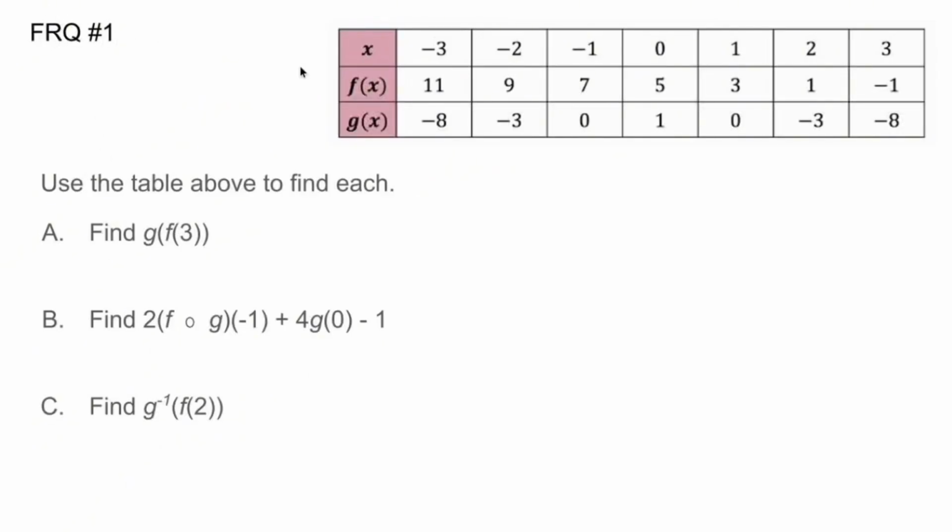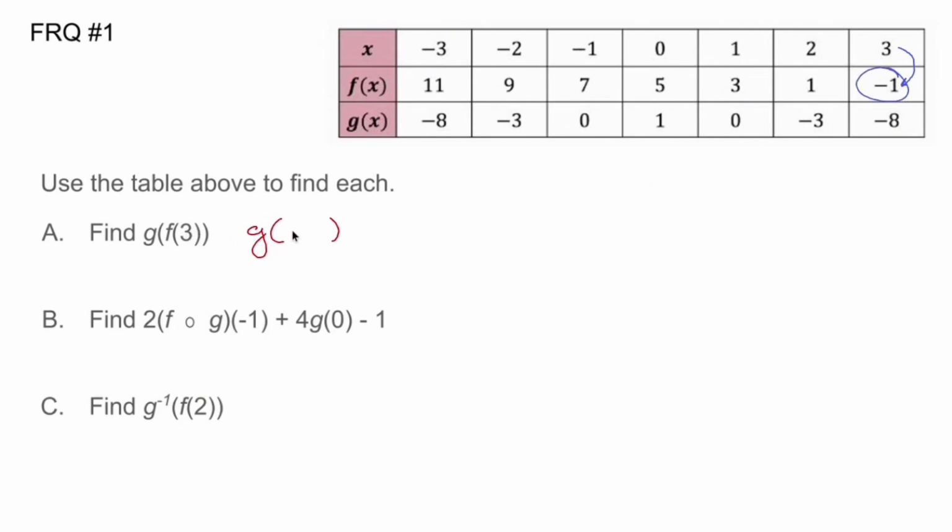Free response question number 1. We have ourselves this table of x values, f of x values, and g of x values, and we have to answer all of these composite and inverse and other crazy types of questions. g of f of 3 is going to ask us to find g of whatever f of 3 is. So to find out what f of 3 is, go to your table and find where x is 3, and then find the number on the f of x line, and you'll find out that when x is 3, f of x is negative 1.